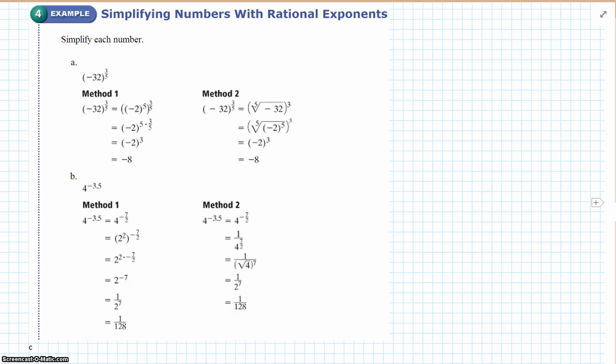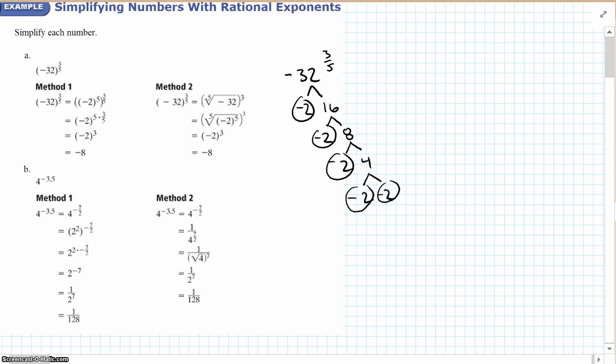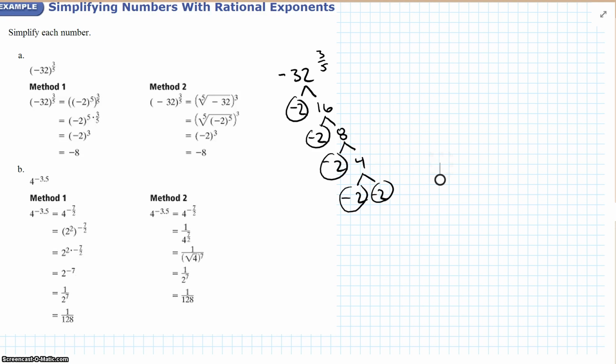So simplify negative 32 to the 3/5 power. First thing, let's go ahead and see if we can do anything with negative 32. So let's make it negative 2 and 16. 16 becomes 2 and 8. 8 becomes 2 and 4. And 4 becomes 2 and 2. So we can make all those negative. So I've got 1, 2, 3, 4, 5. So negative 32 is really negative 2 to the 5th power.